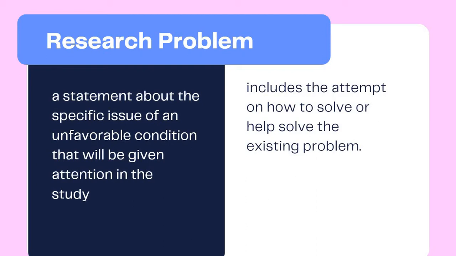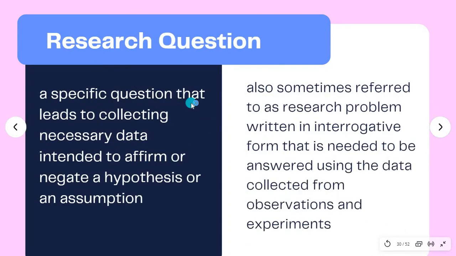The research problem is the statement about the specific issue of an unfavorable condition that will be given attention in the study. So the one that you try to solve or to fix, and you would attempt to do this in your research project. Your research question then is that specific question that leads and guides you on how you would collect your data, and then this data will be your basis for analysis whether you would affirm or negate, accept or reject your hypothesis or your assumption.